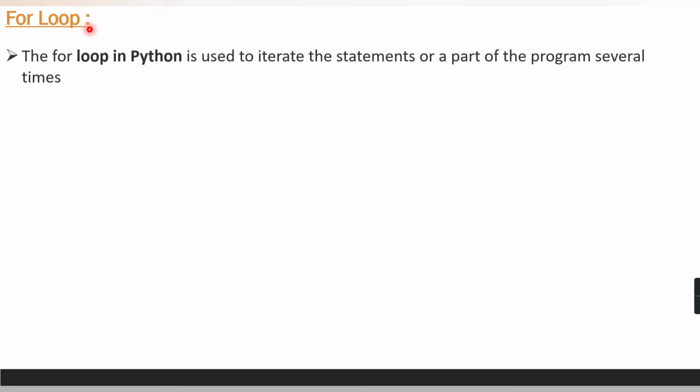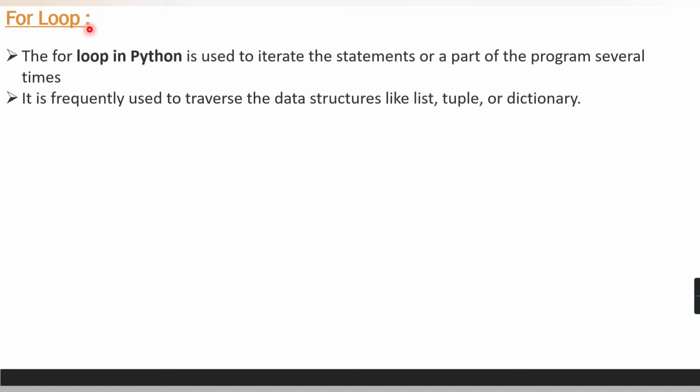The loop in Python is used to iterate the statements or a part of the program several times. It is frequently used to traverse data structures like list, tuple or dictionary. We will see in our demo how we can traverse the data using the for loop. So this is the sequence of the for loop.